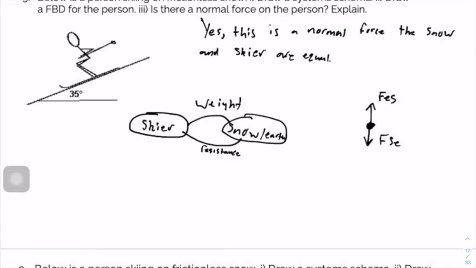Ooh, we've got weight, resistance. Wrong word. I think that they meant to say reaction. Again, labeling issues. We're only looking at the forces acting on the skier, so the top one is labeled incorrectly, and also heading in the wrong direction. Yes, this is a normal force. The snow and the skier are equal. Not a sufficient explanation. You have to have something about them touching.